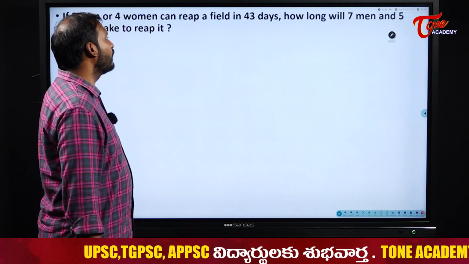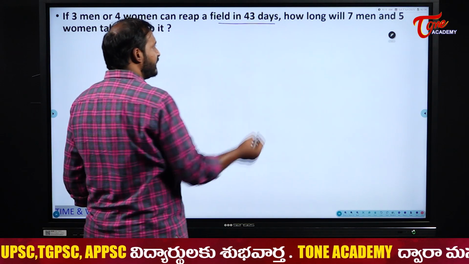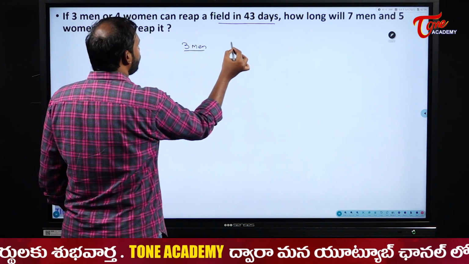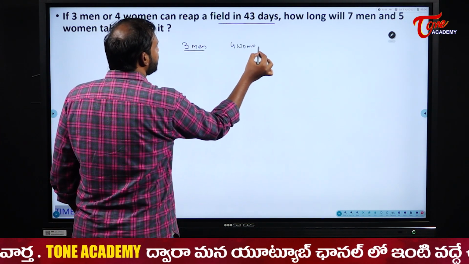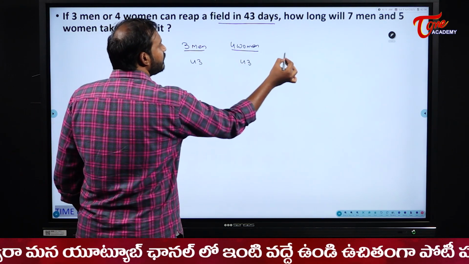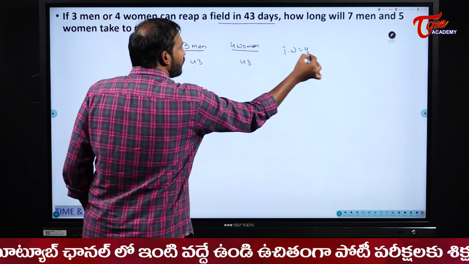If 3 men or 4 women can reap a field in 43 days. Okay, what are they telling? 3 men or 4 women can reap the field in how many days? 43 days. So time taken is 43 and 43. And what will be my total work here? Total work also will be 43.